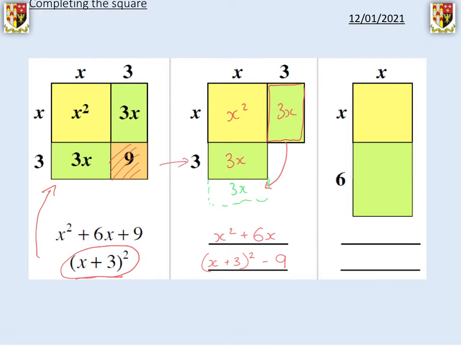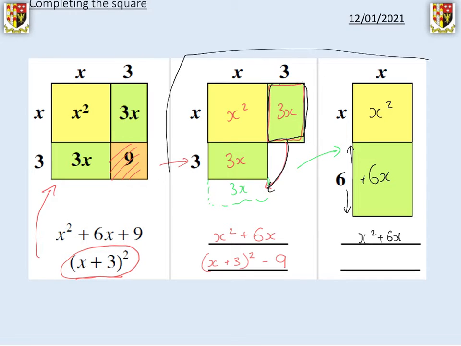So therefore it becomes 6, just like this diagram here. All that's happened there is I've moved this 3x around to the bottom. So now the 3 and the 3 have added up here to make 6. So that would be x squared plus 6x. These two diagrams on the right are exactly the same thing. Both of them show x squared plus 6x.